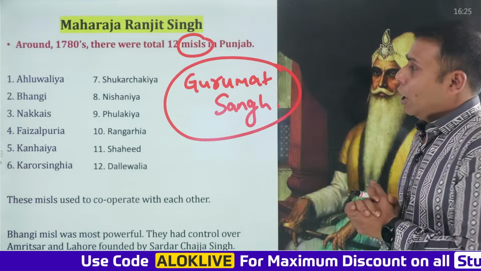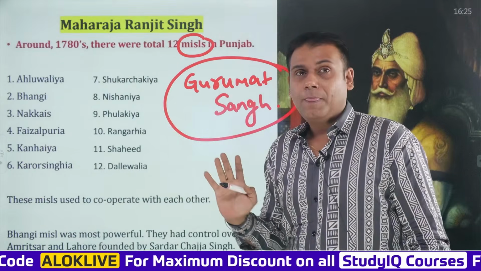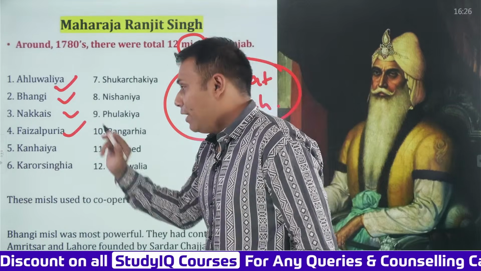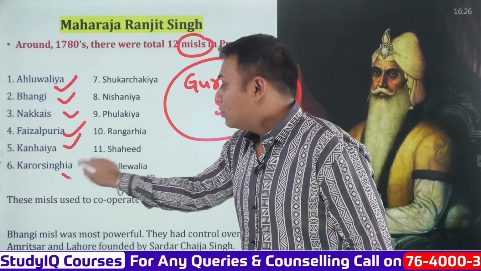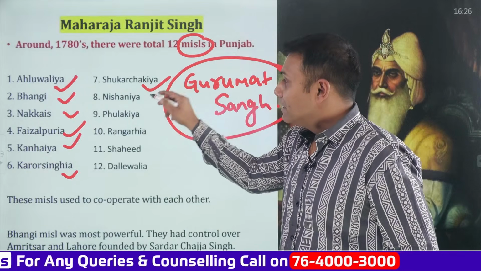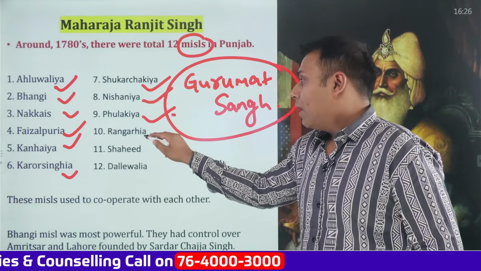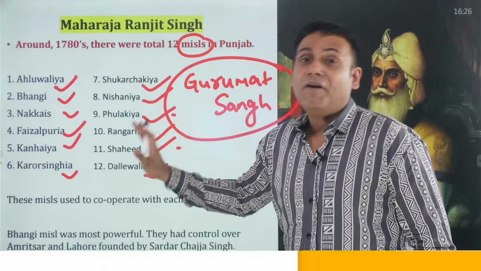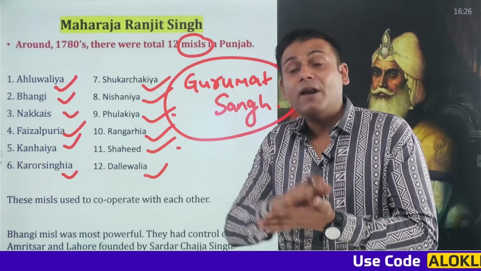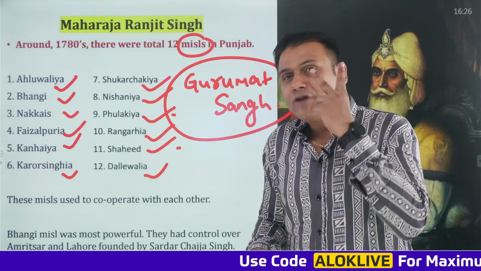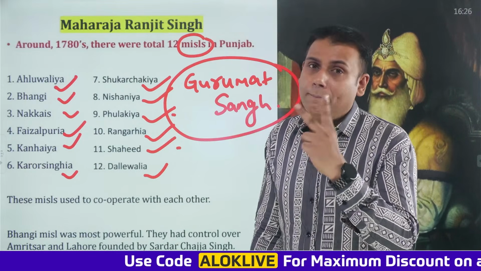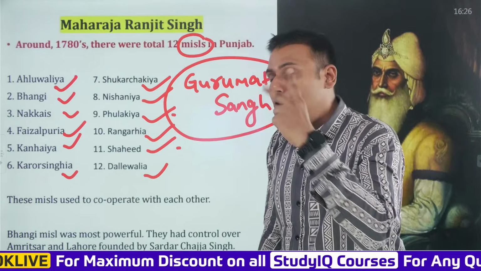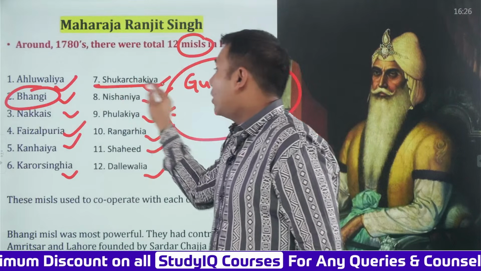Now, totally there were 12 misl: Ahluwalia misl, Bhangi misl, Nakai misl, Faisalpuriya misl, Kanhaiya misl, Karor Singhya misl, then Shukar Chakya misl, Nishaniya misl, Fulakiya misl, Rangaria misl, Shahid misl and Dalewaliya misl. So these are the 12 important misl. Do we need to remember the name of all the misl? No. We just have to remember the name of two important misl. Among these 12 important misl, the two most powerful misl were Bhangi misl and Shukar Chakya misl.